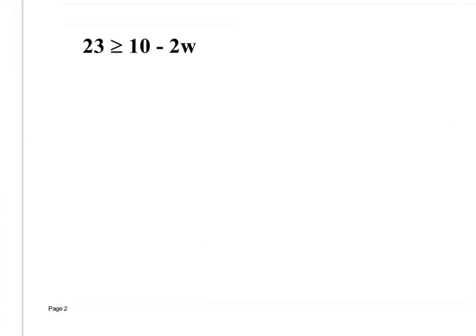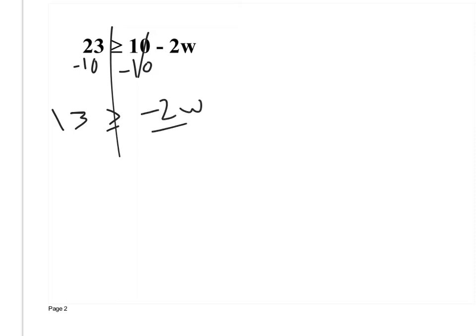Write this down. My job is to get w by itself, so the first thing is subtract 10 from both sides. That gives me 13. No, that's not what I wanted. Here, greater than or equal to symbol there, I get negative 2w. So I divide by negative 2.